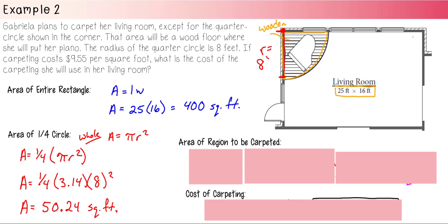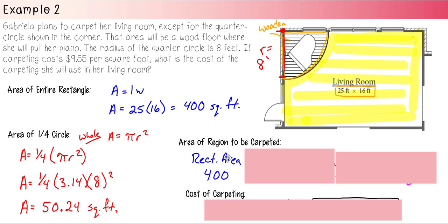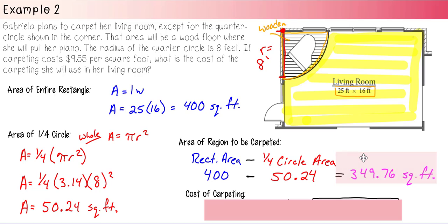Now, to calculate the area that we are going to have to carpet, which would be this whole area in here, we would need to take the area of the entire rectangle and subtract the area of the quarter circle, and that means the carpeted region, that I have highlighted in yellow, would end up being 349.76 square feet. So the cost of carpeting is $9.55 per square foot.